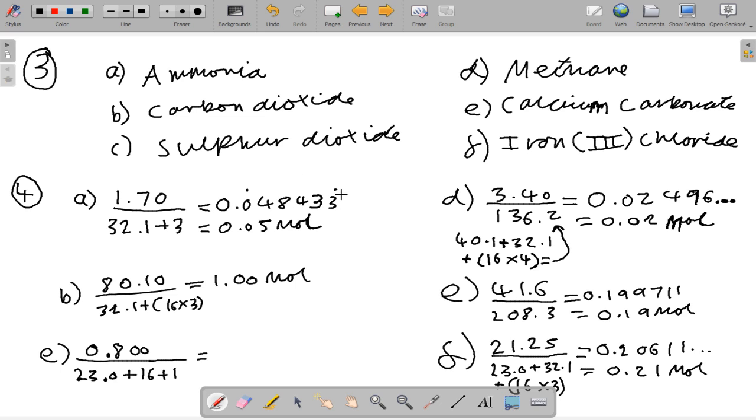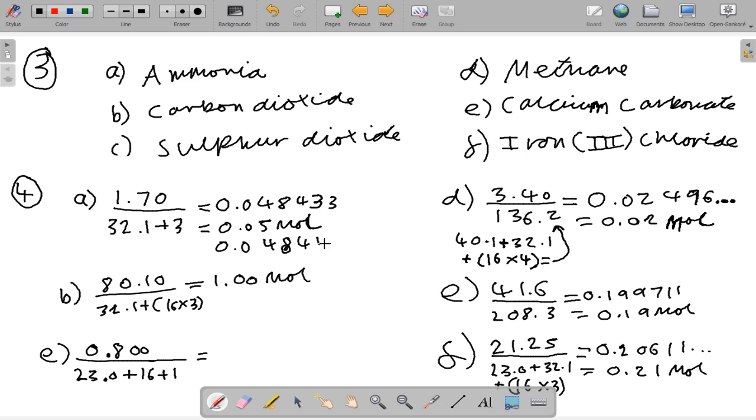Do not express it as recurrent in the exam. Delete the dots and just have your full calculator display, and if you want to round it to 3 significant figures, it's probably better to round it to 0.484.